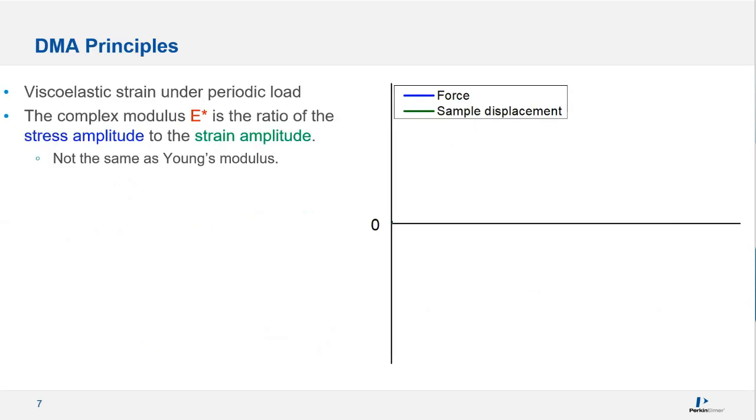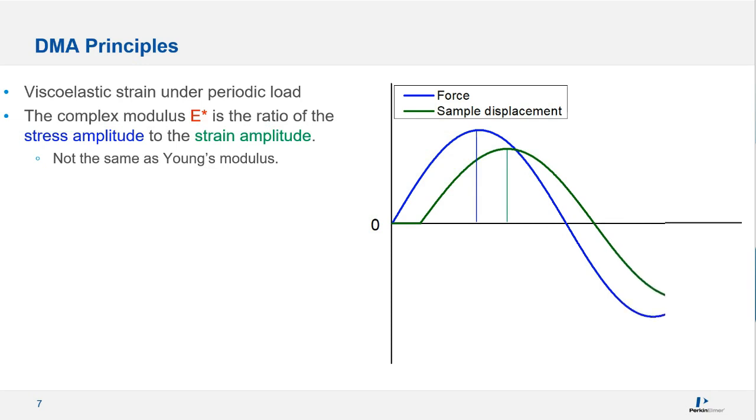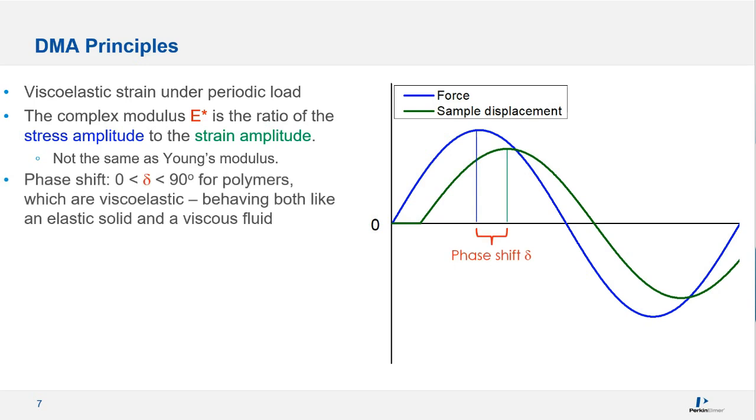Here are the details of stress and strain measured with the DMA. When a periodic force is applied to the sample, which is the blue curve, the sample will respond in green curve, but usually with a delay. The amplitude of the force and the sample displacement are used together with the sample geometry data to calculate a complex modulus, which is the stress amplitude divided by the strain amplitude. This, by concept, is different from the Young's modulus, which is the slope of the whole linear region of the stress-strain curve. DMA, for every data point, is only using one point on that curve in the linear region. This delay is called phase shift, or delta.